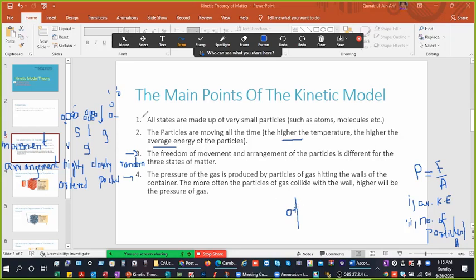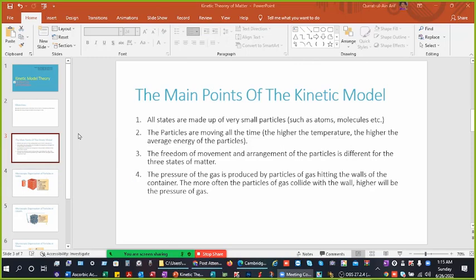Okay, so we have to learn these four main postulates of the kinetic model theory in order to explain the four states of matter and their interconversion.